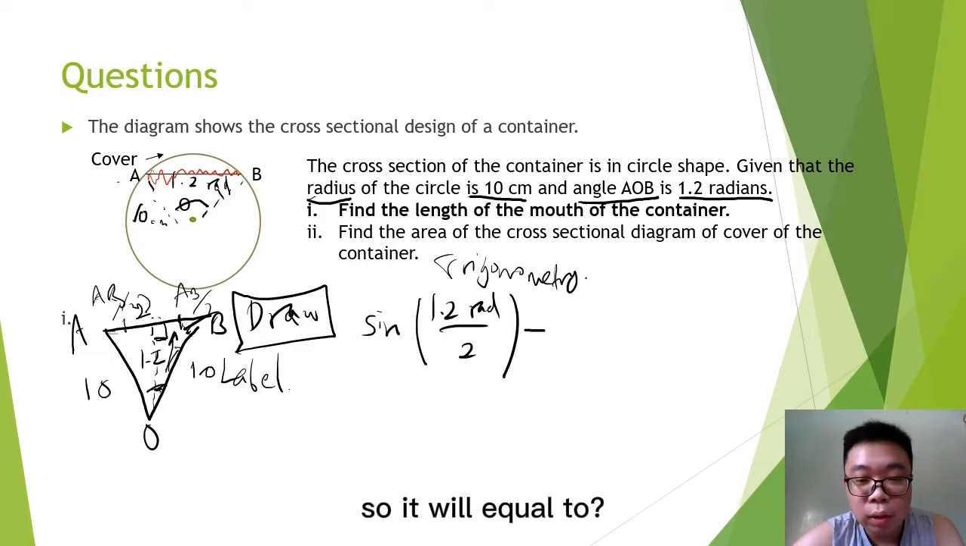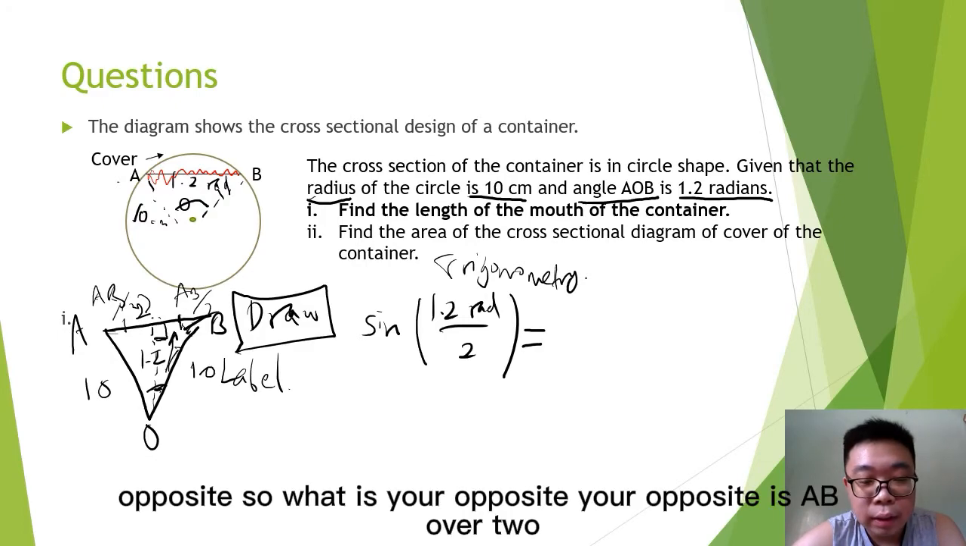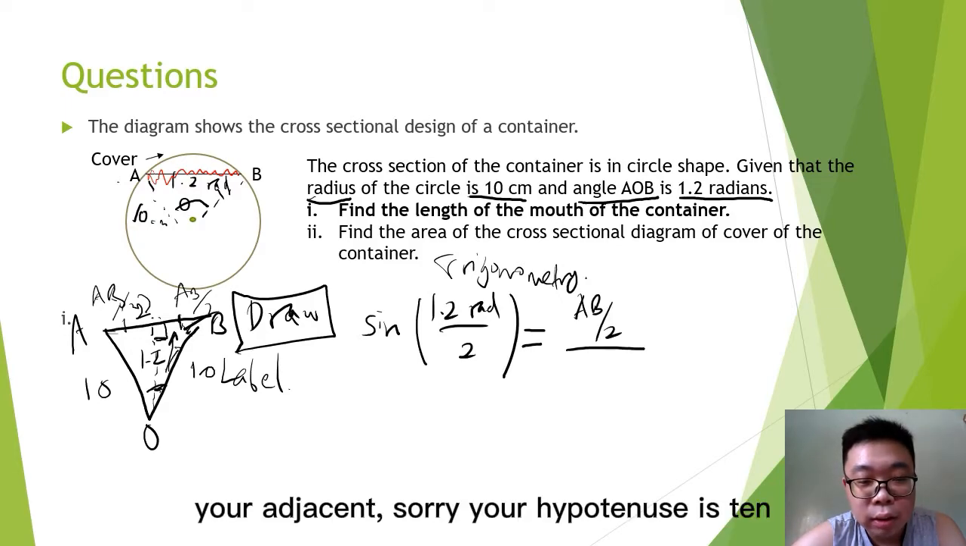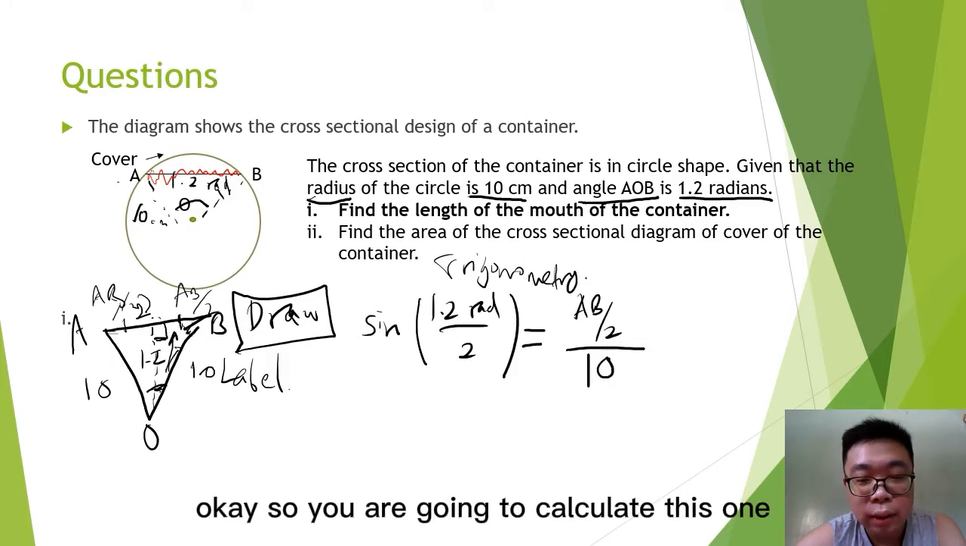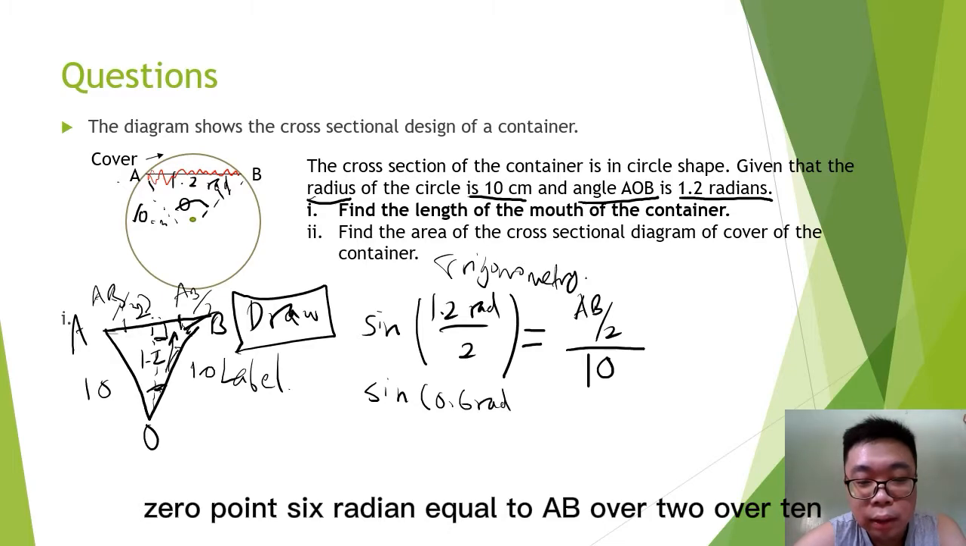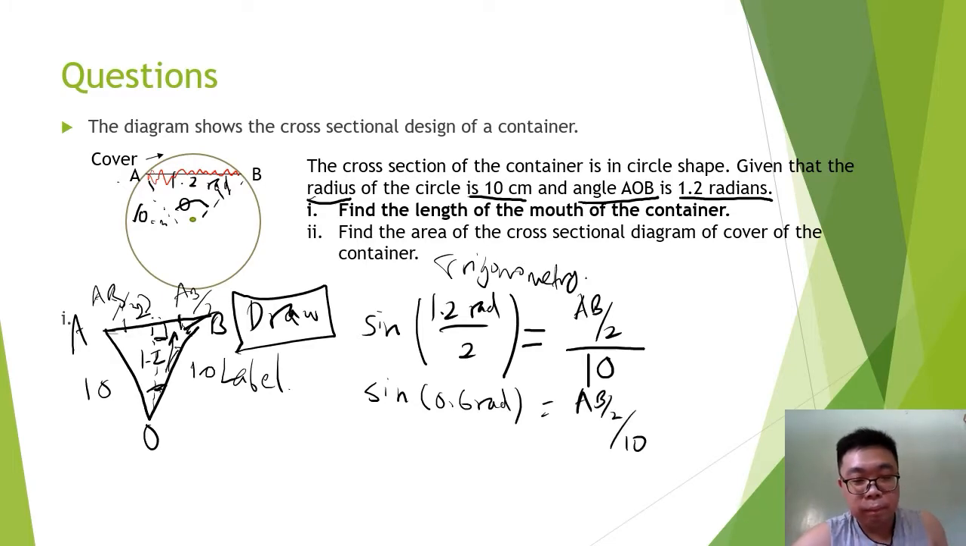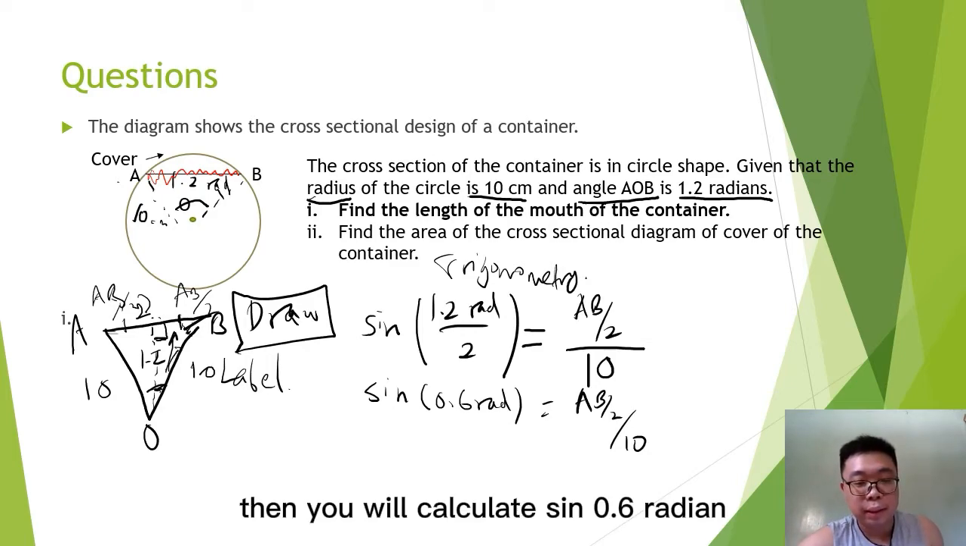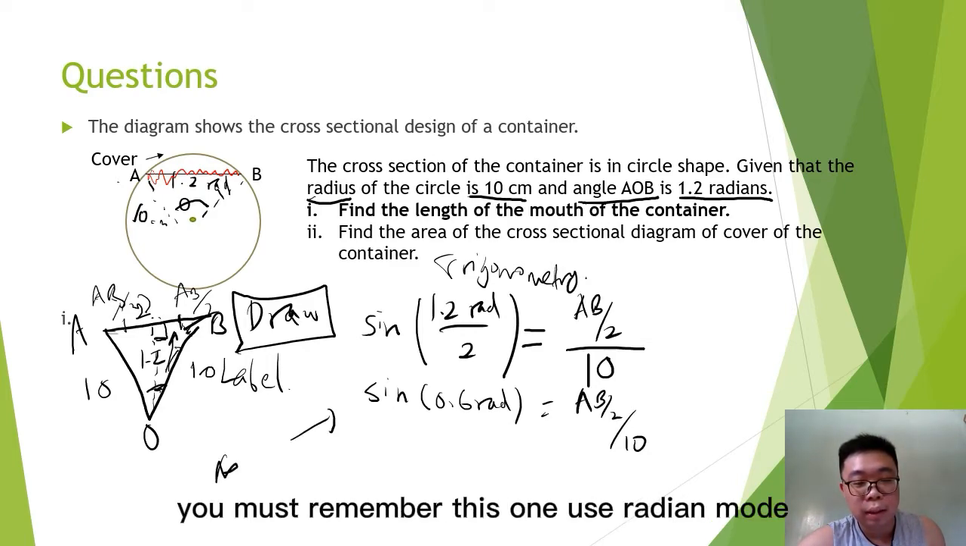So it will equal to opposite over hypotenuse. So what is your opposite? Your opposite is AB over 2. Your hypotenuse is 10. Okay, so you are going to calculate this one. So we will do step by step. Sine 0.6 radian equals AB over 2 over 10. And then you will calculate sine 0.6 radian. You must remember to use radian mode.